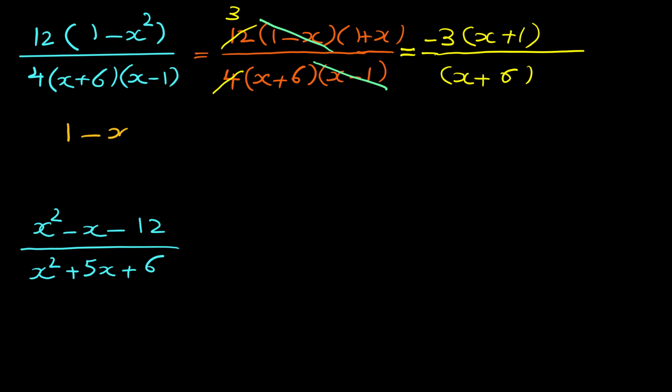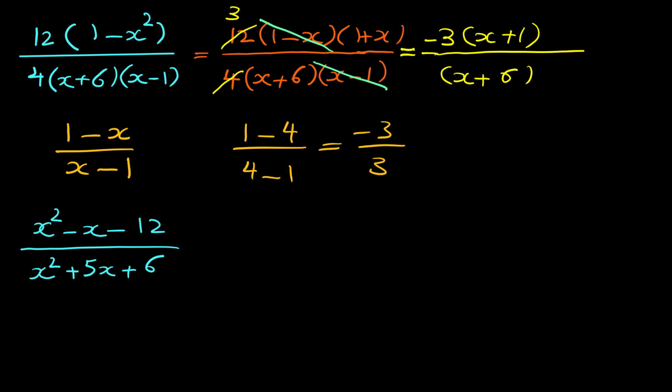Again, let me explain to you why these are the negative of each other. For example, substitute a number for x, like 4. 1 minus 4 over 4 minus 1. What is this? 1 minus 4 is negative 3. 4 minus 1 is 3. When we cancel these two, a negative remains, and we put this negative here.